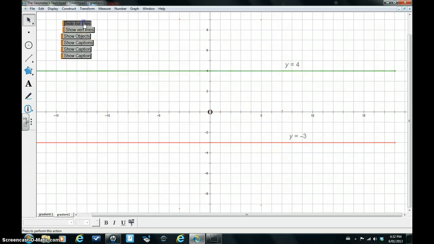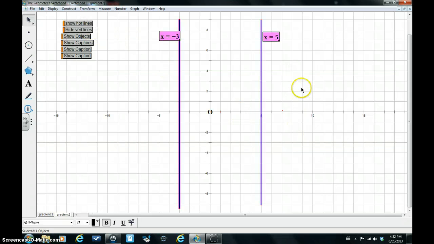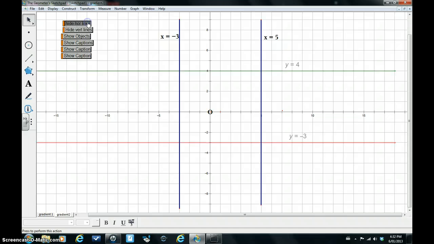What about vertical lines? Here are two typical vertical lines, x equals minus 3 and x equals 5. Any vertical line is of the form x equals a constant. X equals 5 goes through this point, x is 5. X is minus 3 goes through that point, x is minus 3. Now vertical lines have no gradient at all. So try and remember that horizontal lines have 0 gradient and vertical lines have no gradient.